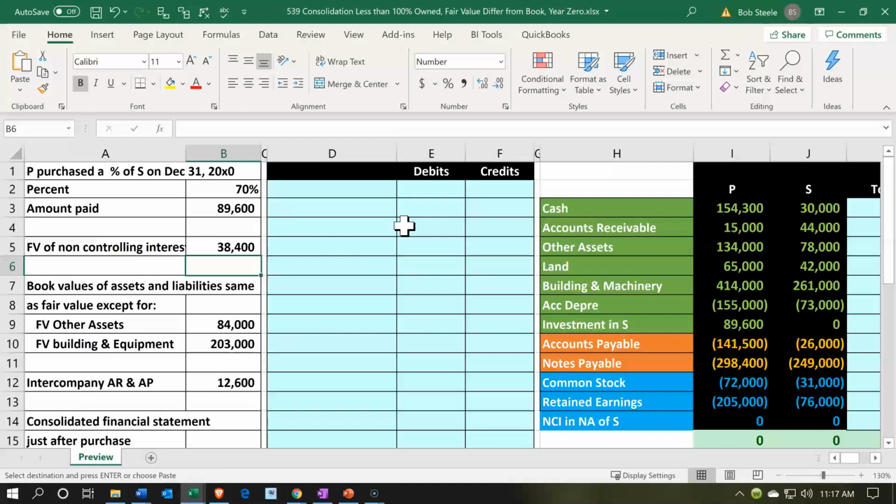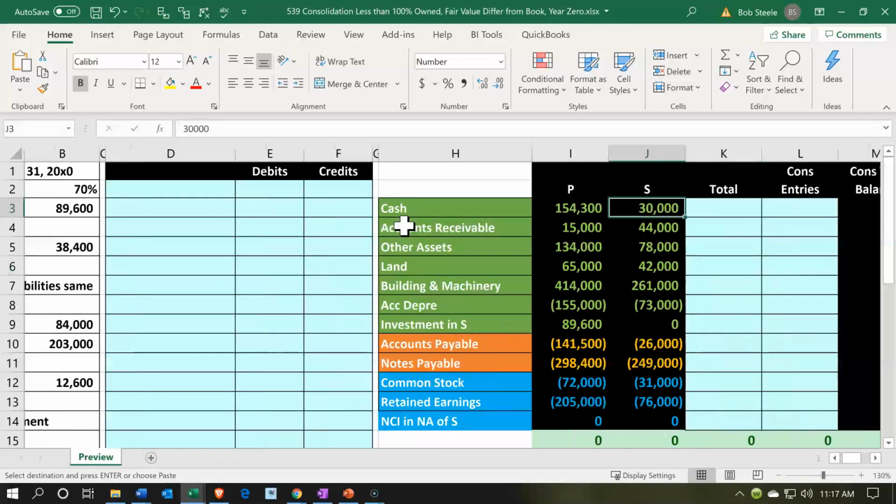So in other words, at the point of purchase, P is purchasing S's common stock and getting a controlling interest. So at that point in time, we're trying to think, okay, if I looked at S's information, because we're going to think about the consolidation here, and I looked at each one of these accounts with regards to it, are they at fair value versus book value? And we're going to be needing that information for the consolidation process.